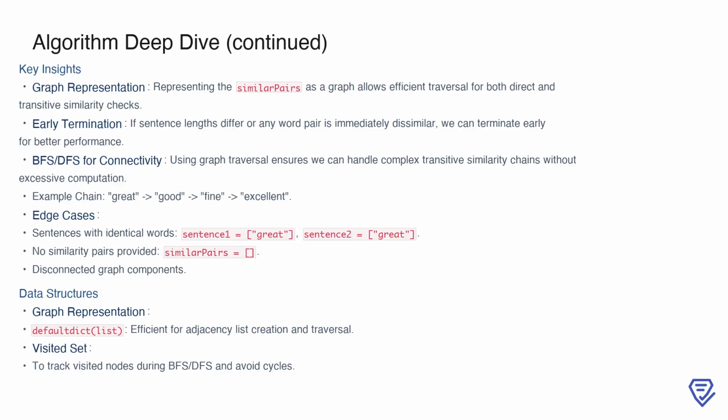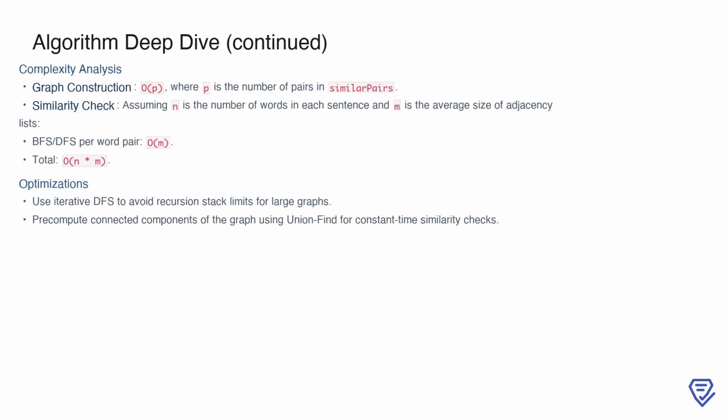Handling edge cases is also critical. For instance, if both sentences consist of identical words or if no similarity pairs are provided, the algorithm still behaves predictably. Data structures play a vital role here as well. The defaultdict efficiently manages the adjacency list, while the visited set ensures that graph traversals are cycle-free and optimized for performance. Finally, let's analyze the computational complexity of the algorithm.